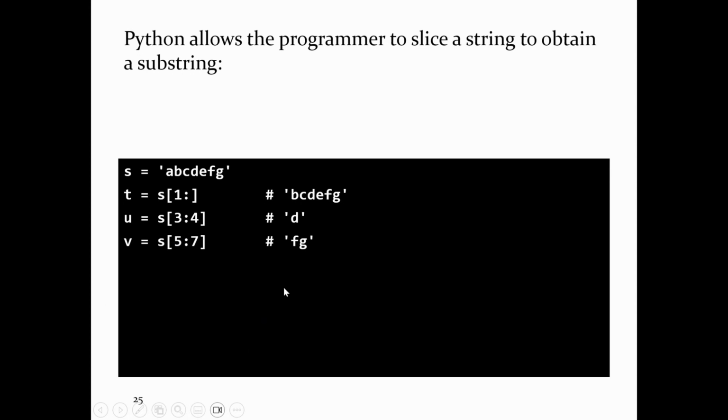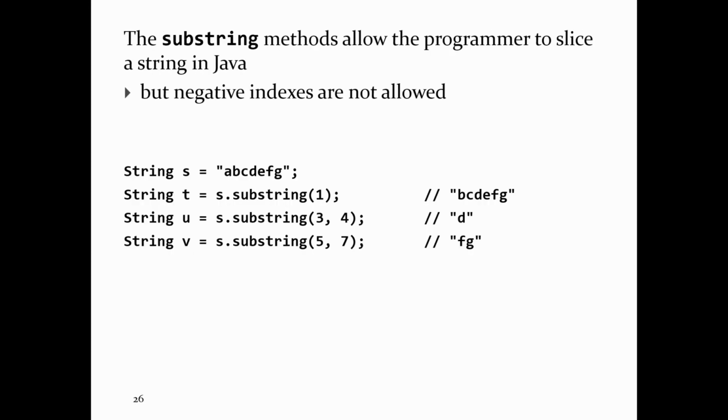And so that gives you F and G in this case. So you can't use this notation in Java. Python treats all sequences the same way. You can use the square brackets on them and you can slice them. Even though a string is a sequence in Java, you have to use a string method to compute a substring in this case. So in Java, the method is called substring.